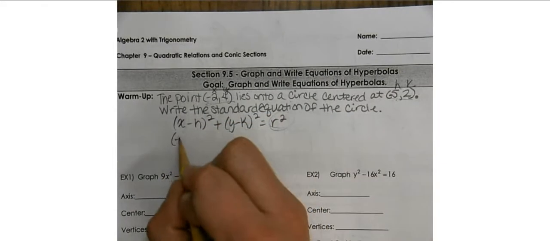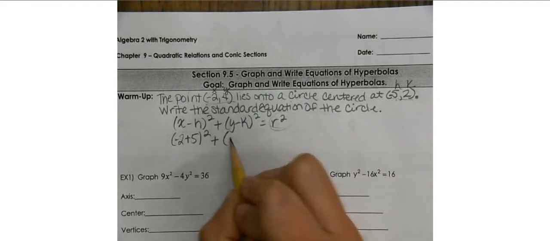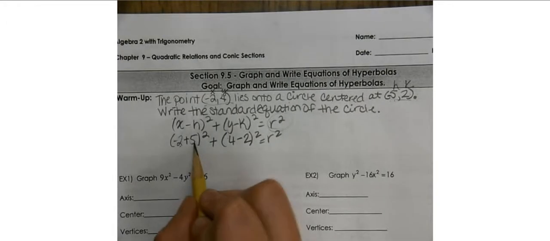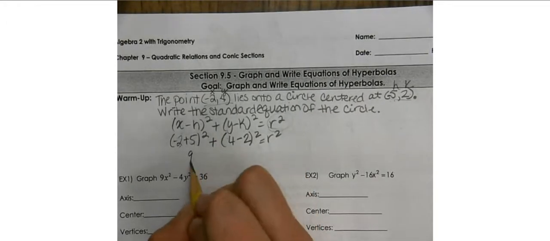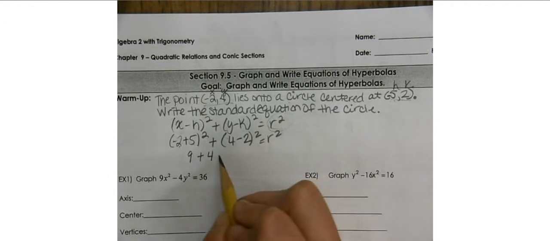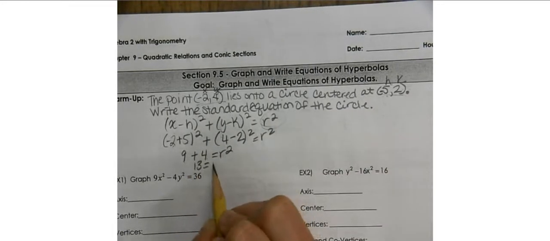So what I'm going to do is substitute all x and y values and h and k values into this formula. So x is going to be -2 minus h, so minus -5 is going to be plus 5 squared, plus y, which is 4, minus k, which is 2 squared, equals r squared. -2 plus 5 is 3. 3 squared is 9. Plus 4 minus 2 is 2. And 2 squared is 4. And this is equal to r squared. So 9 plus 4 is 13. And so 13 is equal to r squared.